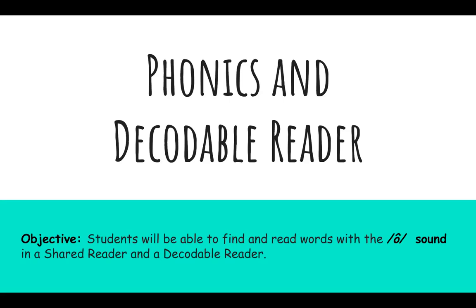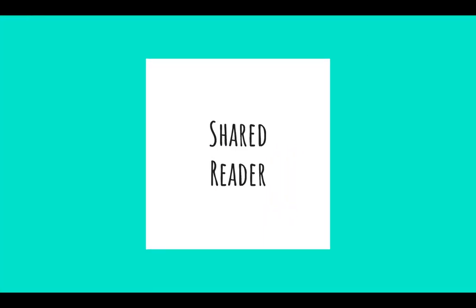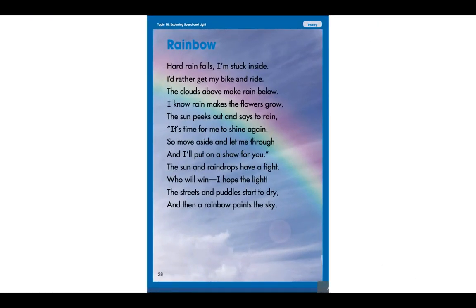For today's ELA lesson, I will be focusing on our phonics and decodable reader. Today's learning objective is students will be able to find and read words with the ah sound in a shared reader and a decodable reader. Let's look at our shared reader. Today, I'm going to read a poem from our unit, Exploring Sound and Light, and this poem is called Rainbow. Listen as I read it to you.